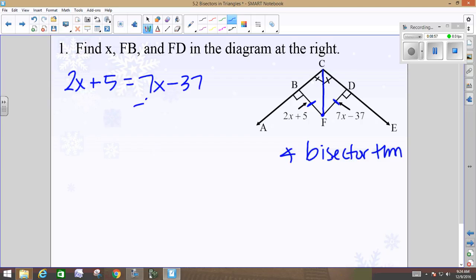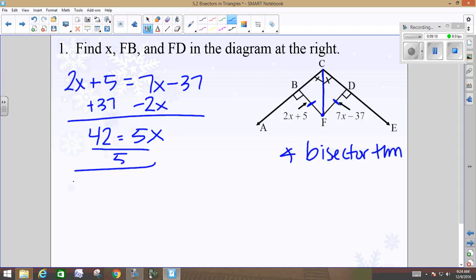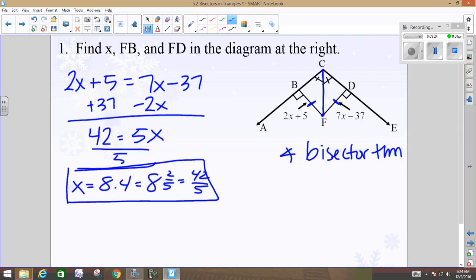I'm going to subtract 2x over to the right and add 37 to the left. So 42 would equal 5x. You agree with my math? It is? All right. You could write it any of these three ways. 8.4 is a nice decimal, so if you like that, then you can use that. So there would be your x value, decimal, mixed number, and improper.